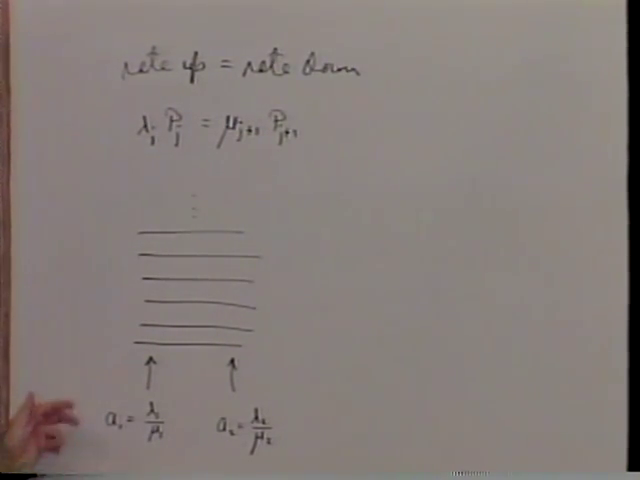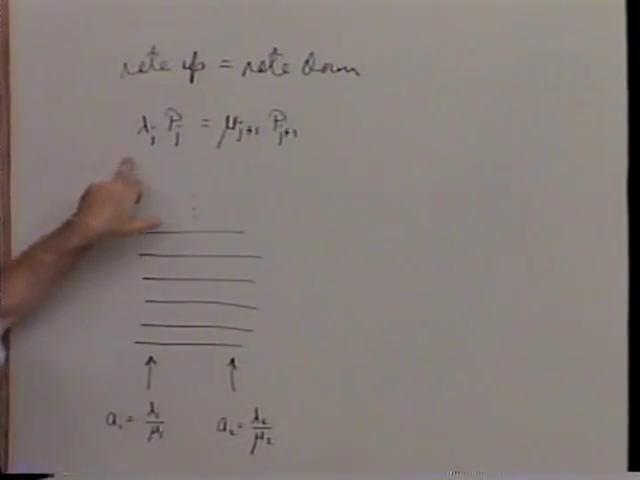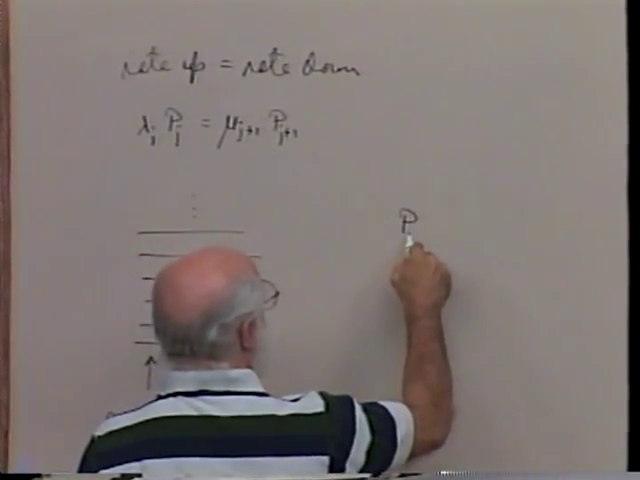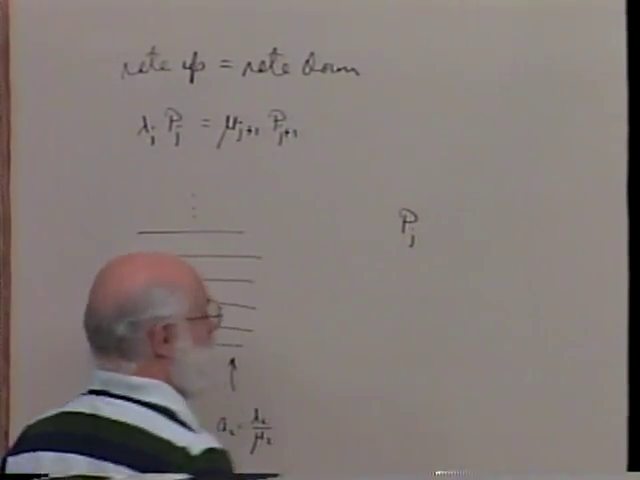Okay, so now I want to analyze this system. And I want to ask whether or not I can write rate up equals rate down. So, of course, this is general here. Let's try and specialize this to this. So first of all, I could say, well, suppose I'm in state j. What is the rate up from that state?